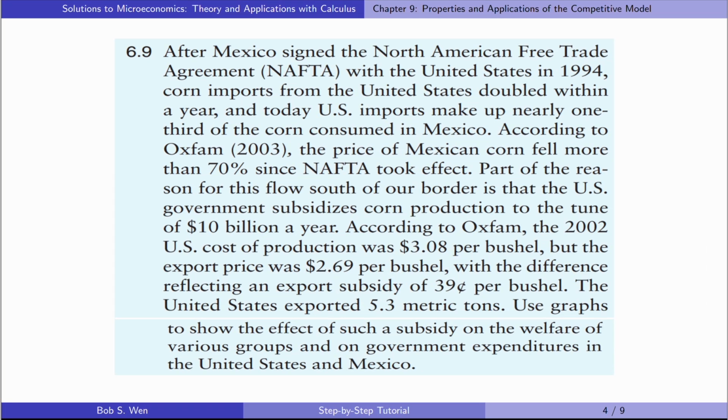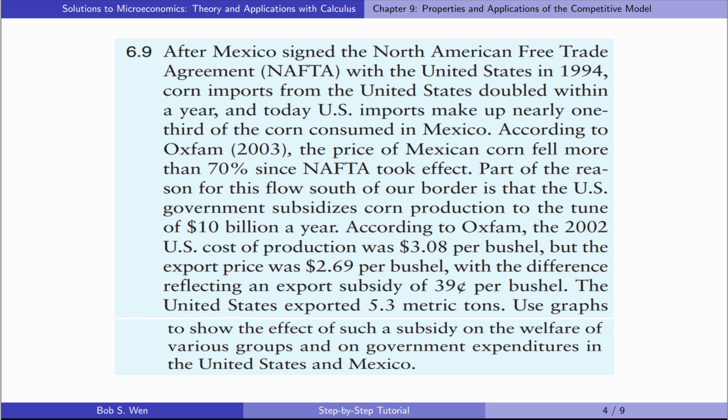Let's go to exercise 6.9. After Mexico signed the North American Free Trade Agreement with the United States in 1994, corn imports from the United States doubled within a year, and today U.S. imports make up nearly one-third of the corn consumed in Mexico. The U.S. government subsidizes corn production to the tune of $10 billion a year.